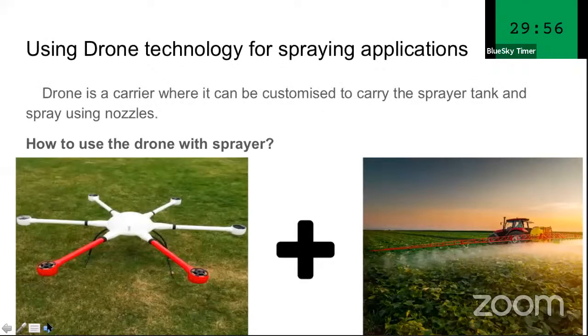So using drone technology for spraying applications, the drone is a carrier that can be customized to carry the sprayer tank and spray using nozzles. And so how do you use drones with a sprayer? It's essentially trying to combine two technologies. On the one hand you have a multi-copter drone, and on the other hand you have a long boom, and we need to see how to mate the boom to the drone and get the drone to fly. So this is our answer.